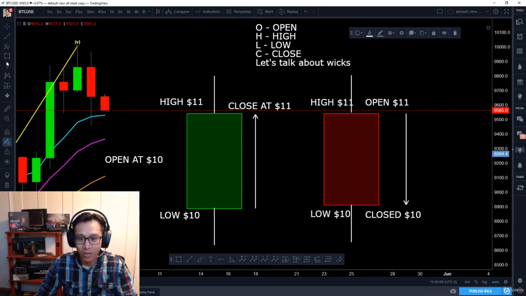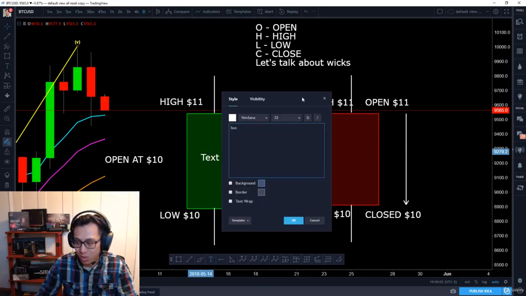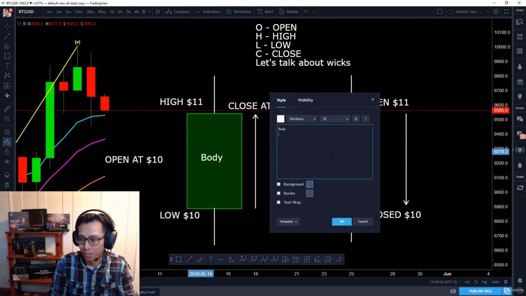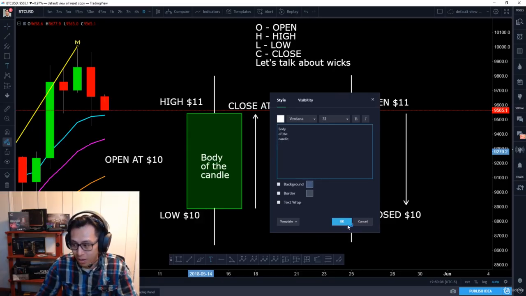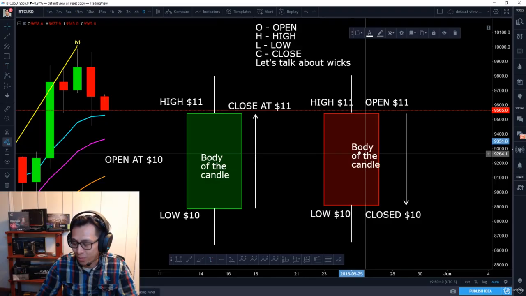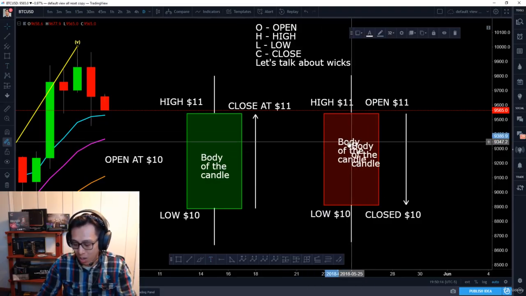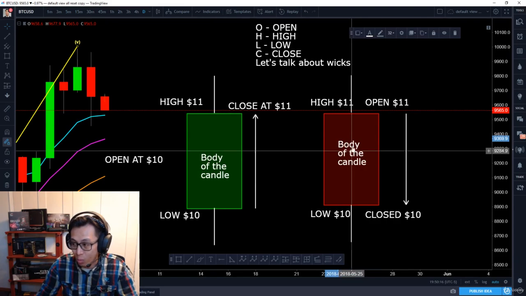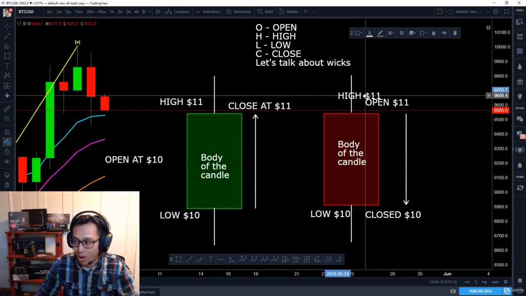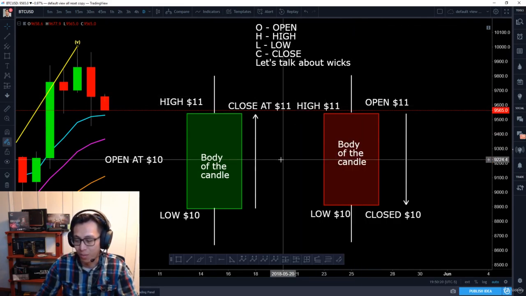So once again, this right here just refers to the body, okay? Body of the candle, known as just the body, okay? That's the body of the candle, and this is just the body of the candle in here. So the body does not actually refer to the wicks at all. So what are these wicks and how can we talk about them, okay?